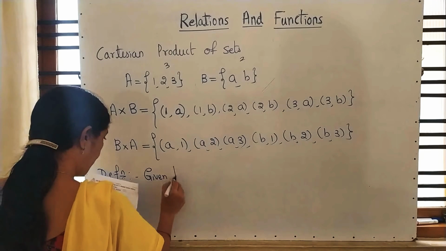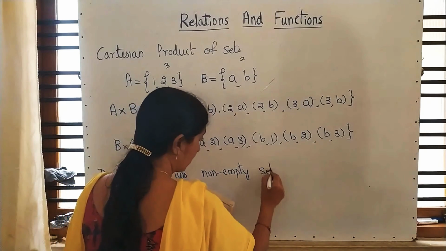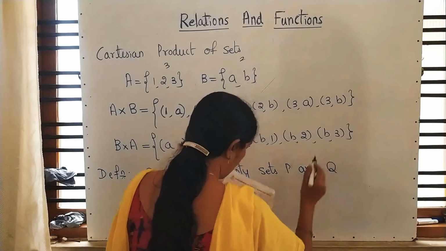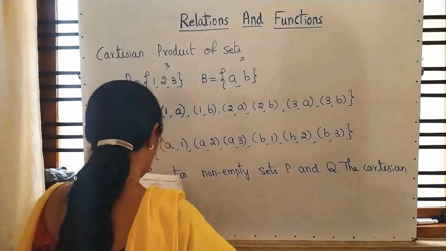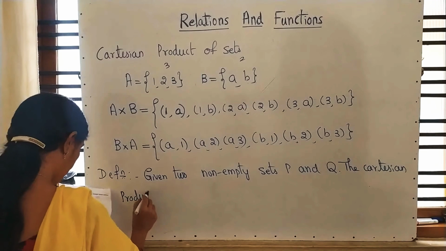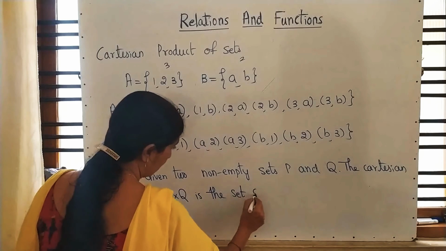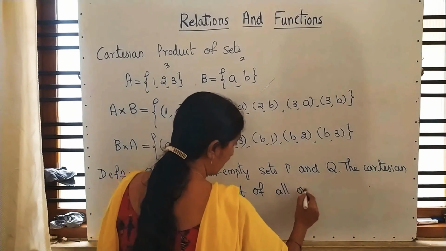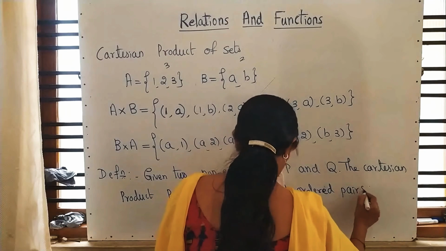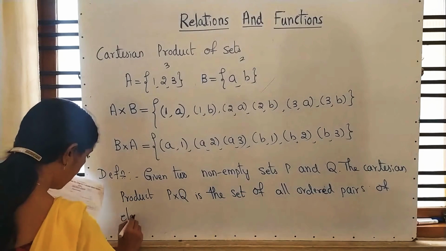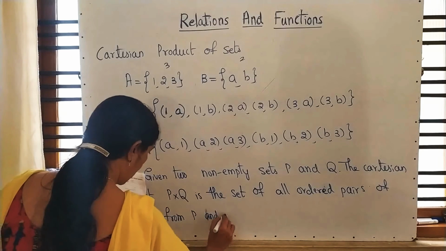Given two non-empty sets P and Q, the Cartesian product P cross Q is the set of all ordered pairs of elements from P and Q. These are called the ordered pairs. The first element we have to take from P first, as I told you.